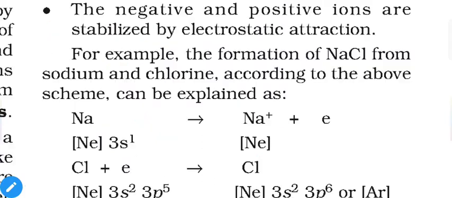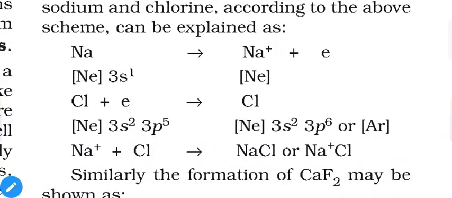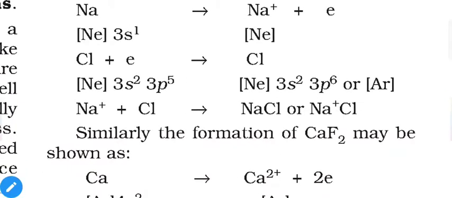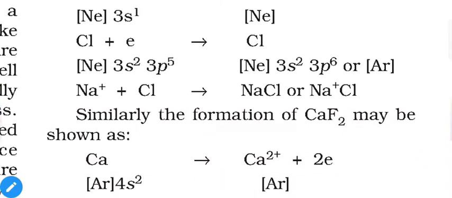Next, negative and positive ions are stabilized by electrostatic attraction. For example, the formation of NaCl from sodium and chlorine, according to the above scheme, can be explained as we discussed. Na loses an electron and becomes neon-like in electronic configuration, and chlorine gains an electron and gets an octet like argon, a total of 18 electrons. Now positive sodium and negative chloride will combine with each other to form the NaCl molecule.